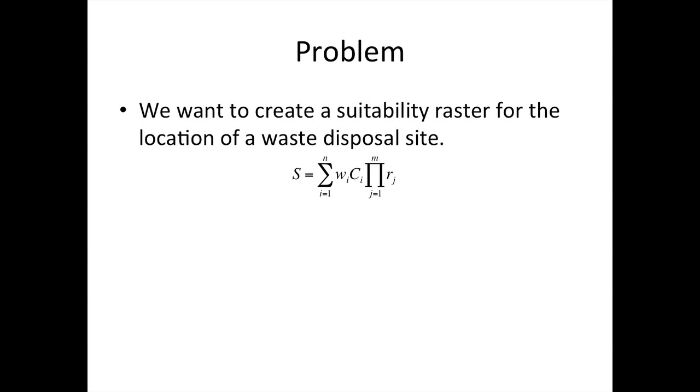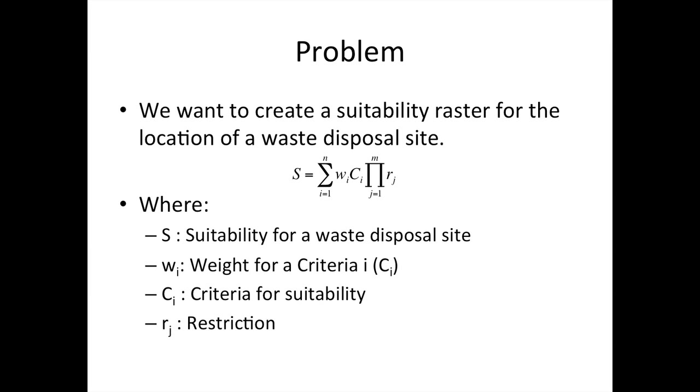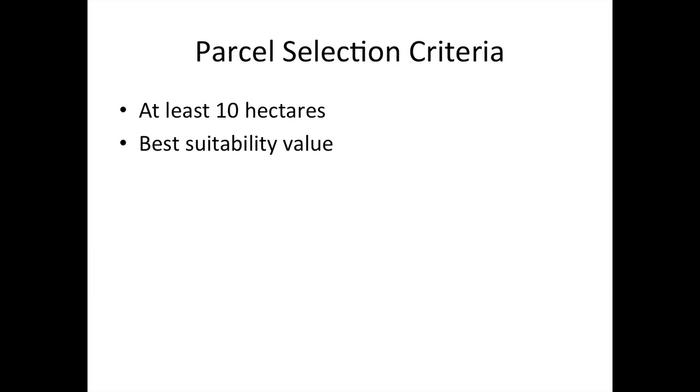Now, we already stated the problem. We want to find a suitability raster for the location of a waste disposal site. This is our equation, which we explained in our previous tutorials. Now we are adding the parcel selection criteria. For one thing, we want it to be at least 10 hectares, which is about 100,000 square meters. And we want it to have the best suitability value, which for us is 5.